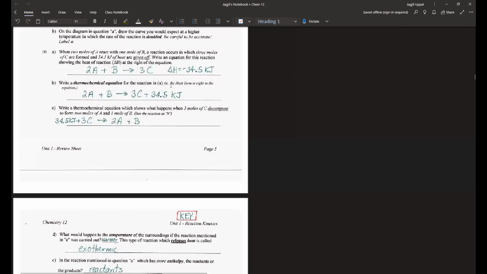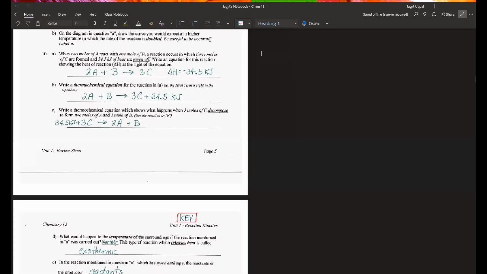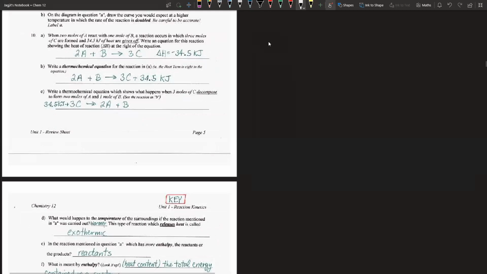So looking at question number 10, it says when 2 moles of A react with 1 mole of B, a reaction occurs in which 3 moles of C are formed. So let's write this down. 2 moles of A react with 1 mole of B, and then they form 3 moles of C. And 34.5 kilojoules of heat is given off. Heat is given off. That's the key word, given off. So is it exothermic or endothermic? This is exothermic, right? So I can put my heat term over here. I can say it's 34.5 kilojoules. It's given off, right?